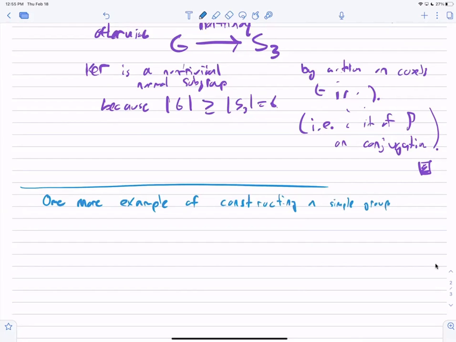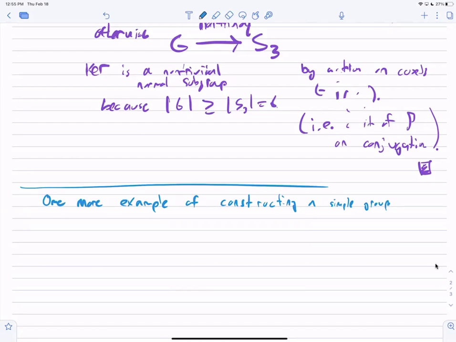Okay, so if you think about this problem of classifying simple groups, what do you need to do? You need to do two things. First, you need to build as many simple groups as possible. You need to find simple groups, and then you need to show those are the only ones. You need to show you couldn't get some other simple group.